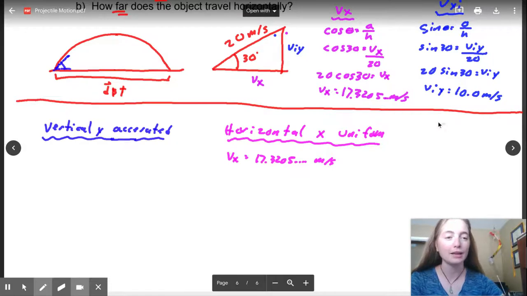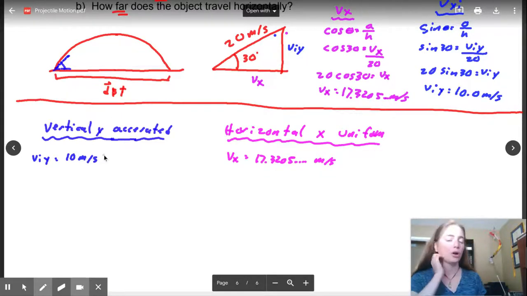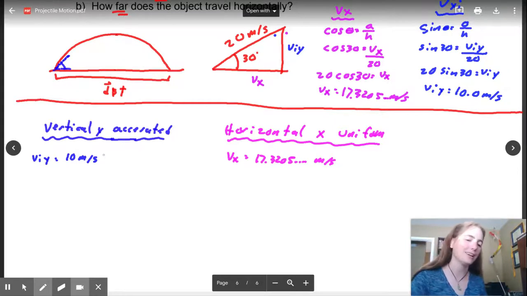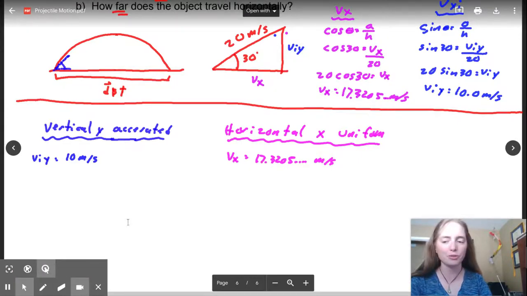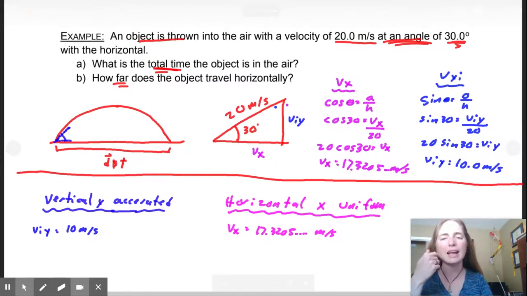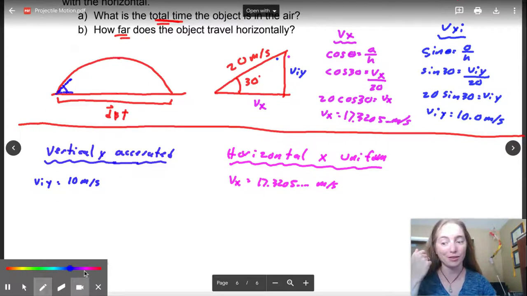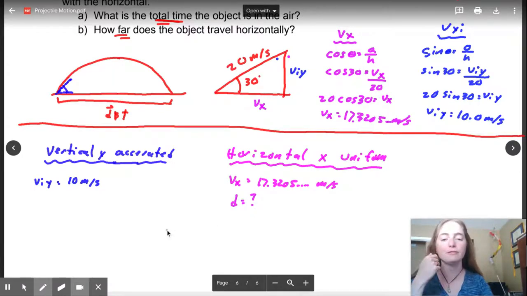Our Y is going to be our ViY. Now, once again, ViY is our 10 meters per second. Now, we know we're going to need to find time, but at this point, we don't know where we're going to be finding time, because we haven't got all our other variables yet. So just keep it in mind, time could be in either place. Well, we also been asked, how far does the object travel horizontally? Well, that means we definitely do not have the value of D, but we can write that down here because that's what we're trying to find.